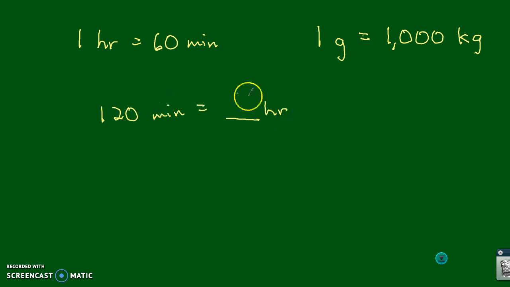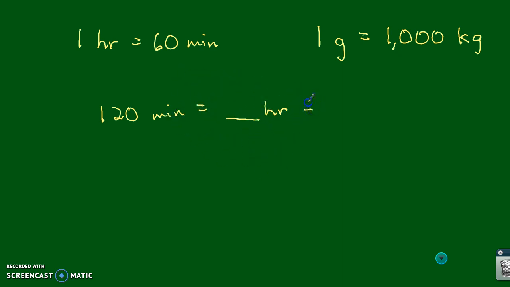So to go from minutes to hours, the number gets smaller. Now remember, the amount of time is still the same. It's just a different way of measuring the time. Okay, so from minutes to hours, it gets smaller.